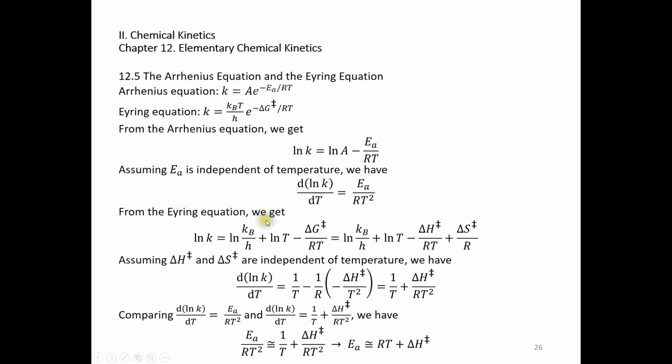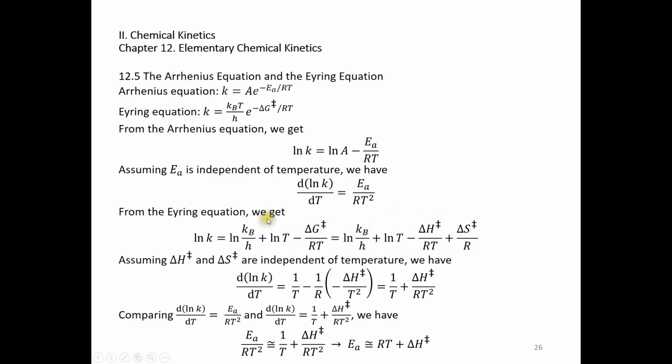Now let's look at the Eyring equation. We take the logarithm of k. ln(k) is ln(k_B over h) plus ln T minus the Gibbs energy of activation over RT. And because Gibbs energy and the change in Gibbs energy heavily depend on temperature, we want to make sure to separate G. G should be H minus TS. Delta G in this case is delta H minus T delta S. So we have this equation over here.